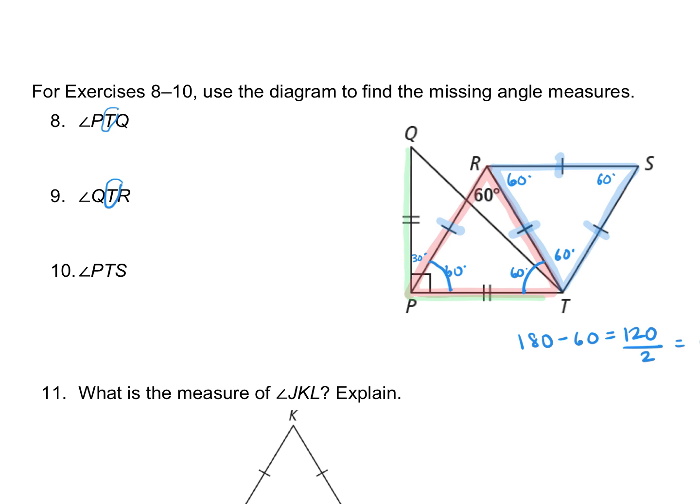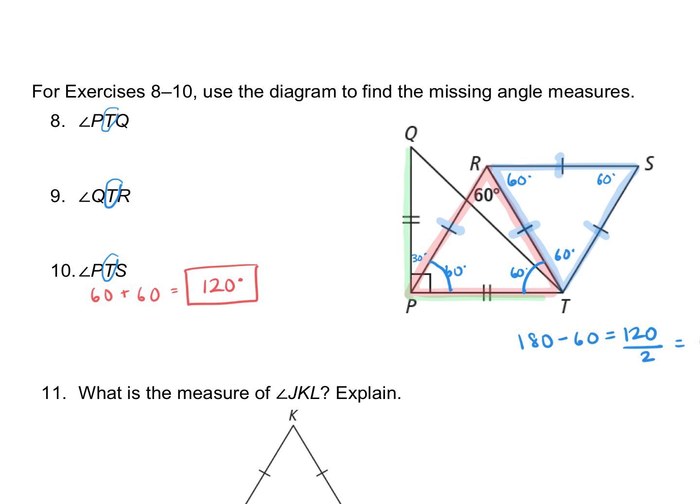All right. Do we know angle PTS? PTS is at T again. And if I go from P to T to S, all right, this one we do know. So we said that from here to here was 60, and then from here to here was 60. So PTS is this big angle. We have 60 degrees and 60 degrees. So we'll just add those together and get 120 degrees.